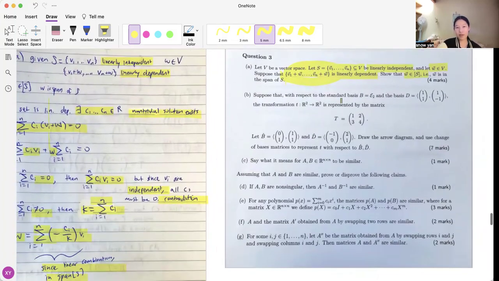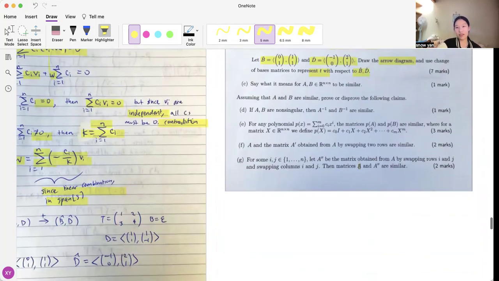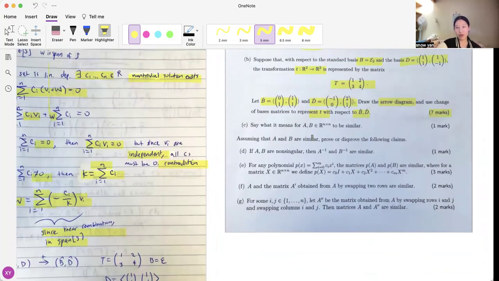Part B. Suppose that with respect to the standard basis, B is equal to this matrix and D is equal to this. The transformation T from R squared to R squared is represented by the matrix. Let B hat be equal to that, D hat equal to that. Draw the arrow diagram, and use a change of basis to represent T with respect to B hat and D hat. So 7 marks is allocated, which is very generous.